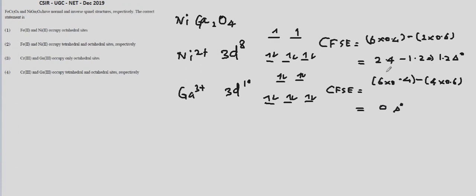So it is evident that in this case your Ni2+ ion has a higher CFSE value. So your Ni2+ goes to the octahedral hole and Ga3+ goes to the tetrahedral void. Hence this will be an inverse spinel structure.